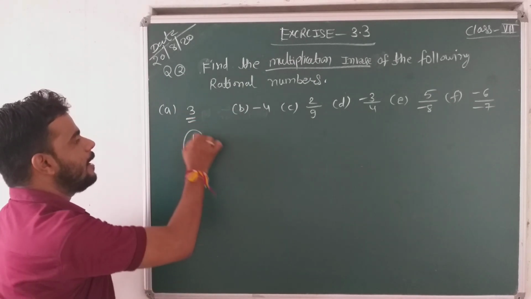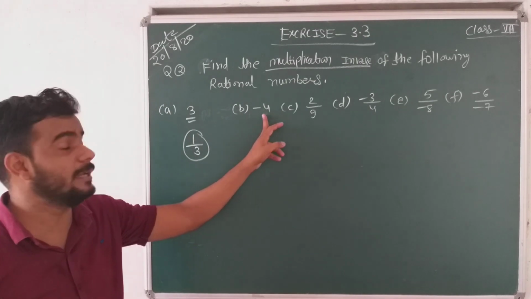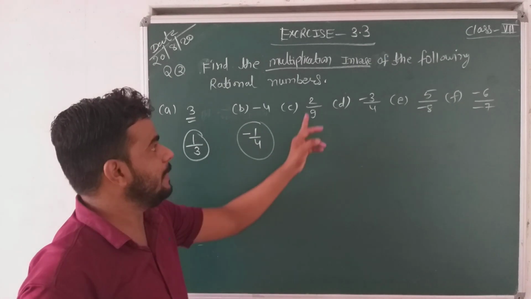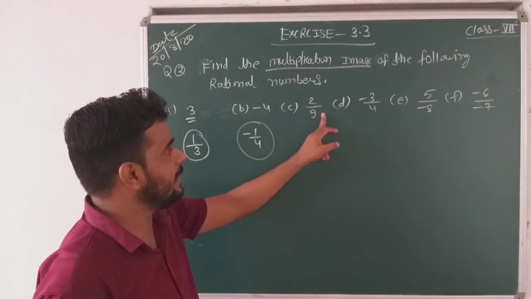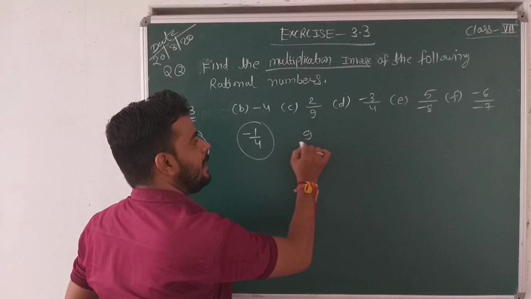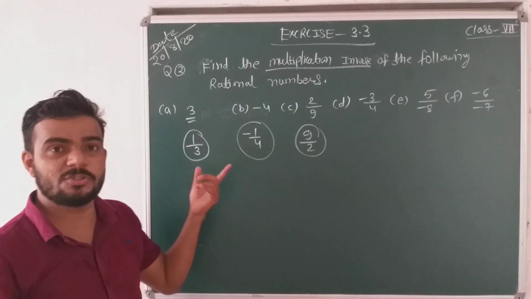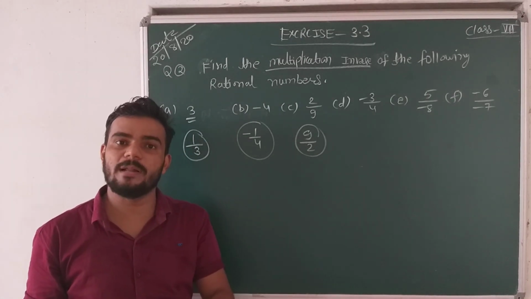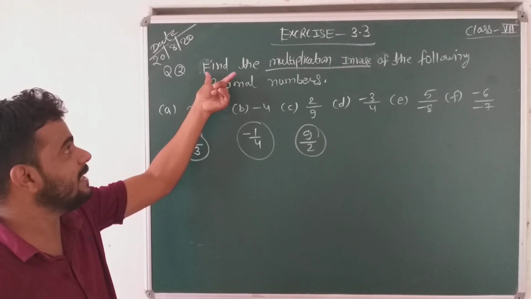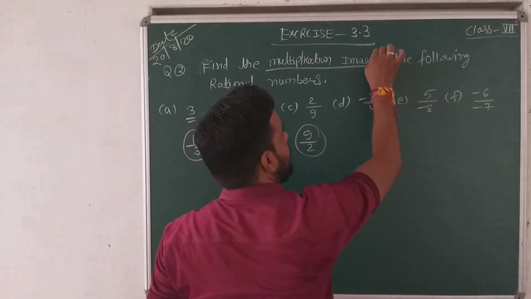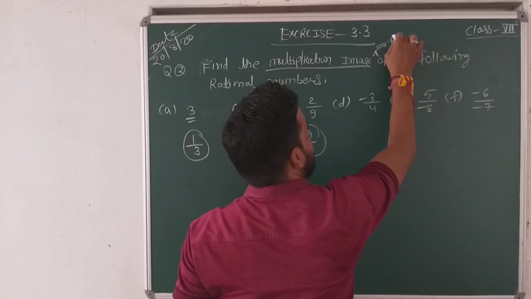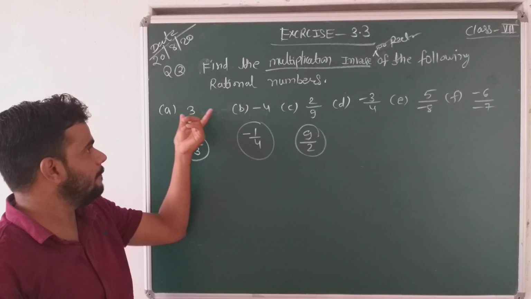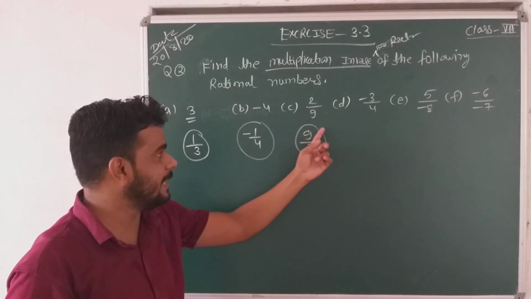Yes, very good. Next, what is the multiplicative inverse of negative 4? Yes, negative 1 by 4. What is the multiplicative inverse of 2 by 9? 2 by 9 means 9 by 2. The multiplicative inverse is also called the reciprocal. So here we can write: find the multiplicative inverse or reciprocal. So the multiplicative inverse of 2 by 9 is 9 by 2.